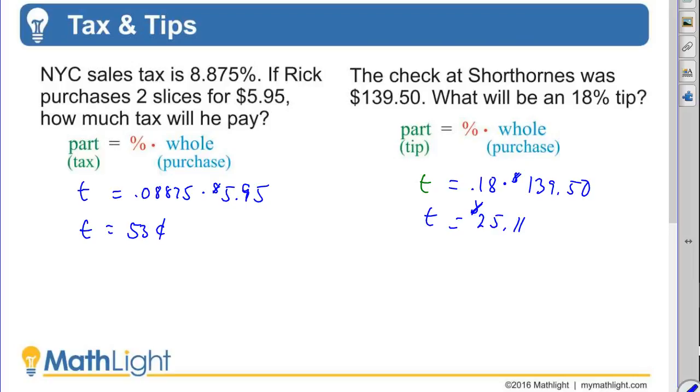$25.11. Now, this tipper is going to have to decide, am I going to round up and give that person $26, or am I going to round down and just give them $25? Up to them, whatever they want to do. If your teacher instructs you to always round up on the tip, always round up. All right, so that's the idea. Parts and wholes will allow you to be able to do tax and tips.